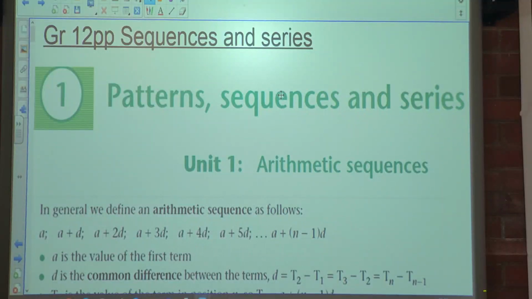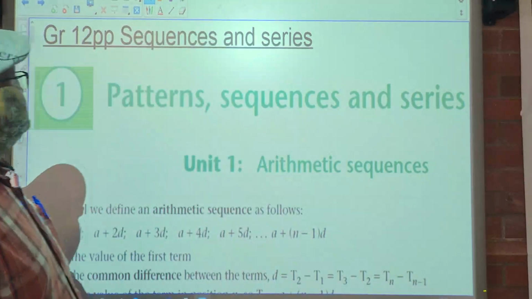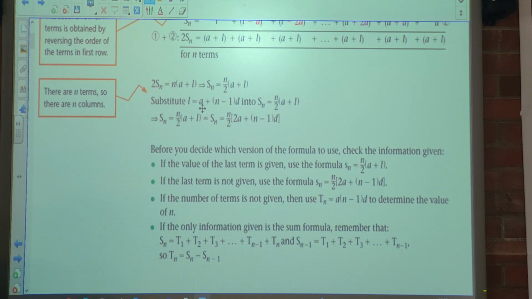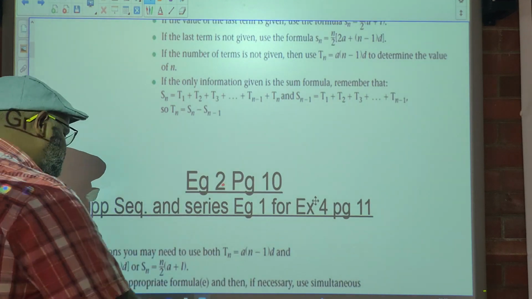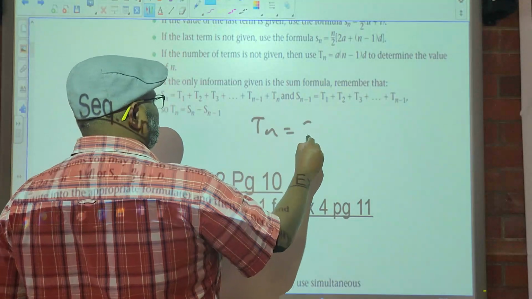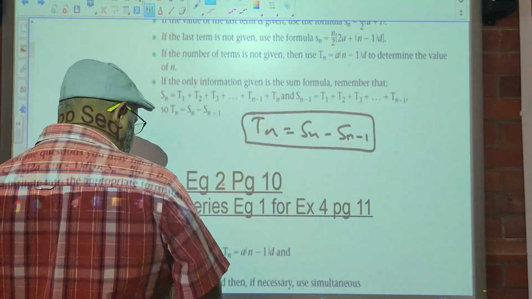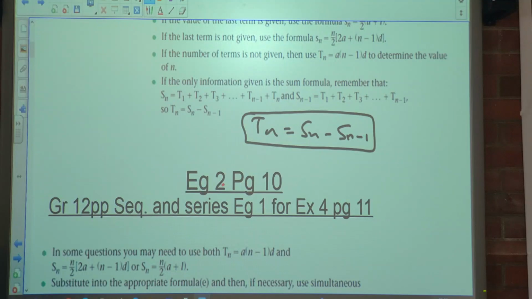Okay, good morning class. So today we're looking at sequence and series. At this point we also proved the sum formula for arithmetic sequences. We spoke about both formulas, where Sn is equal to n over 2 into 2a plus n minus 1 d, as well as n over 2 into a plus l. Then we spoke about this here, very important to note that Tn is equal to Sn minus Sn minus 1. Okay, and we proved that as well.